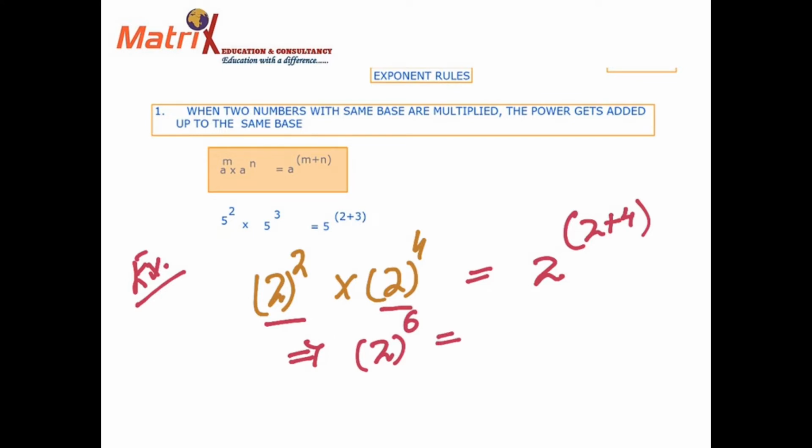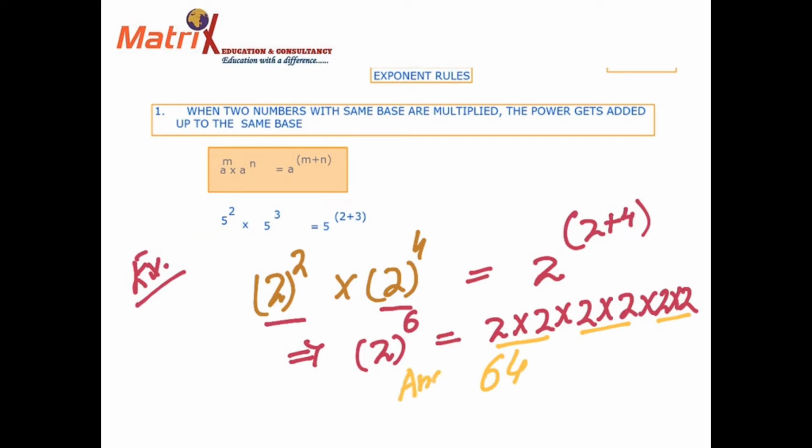And if the question asks us to simplify, find the value of it. So what shall be the value? You can write 2 times 2 times 2, repeat it till 6 times. Easy way, make pairs: 4, 4, 4. 4 times 4 is 16. 16 times 4 is 64. So here my answer is 64.